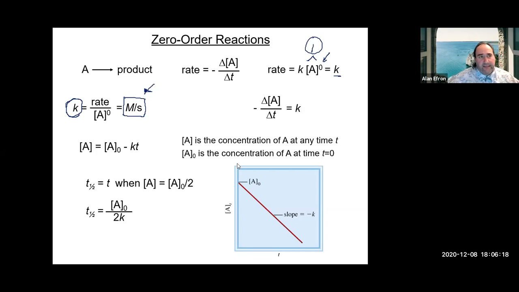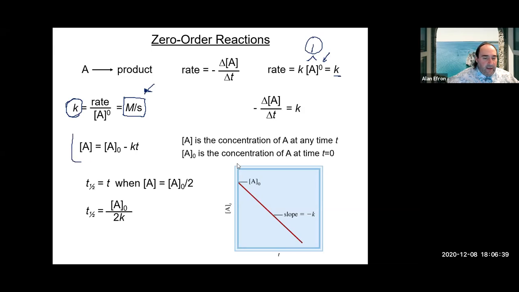So those are 3 distinct different units that you see, and they tell you what type of reaction you're dealing with. Again, if you see 1 over seconds, that is your first order reaction. If you see 1 over molar seconds, that's your second order. And if you see molarity over seconds, that is your zero order.